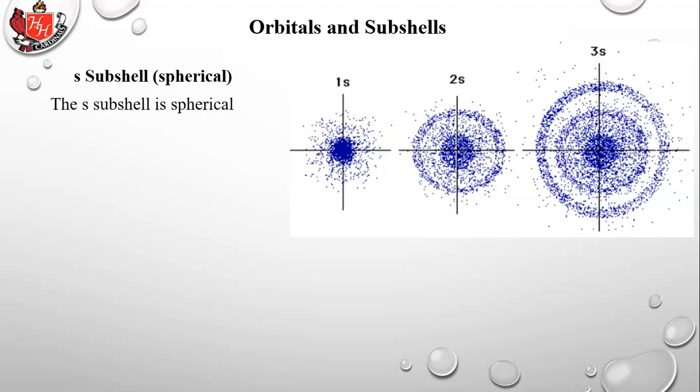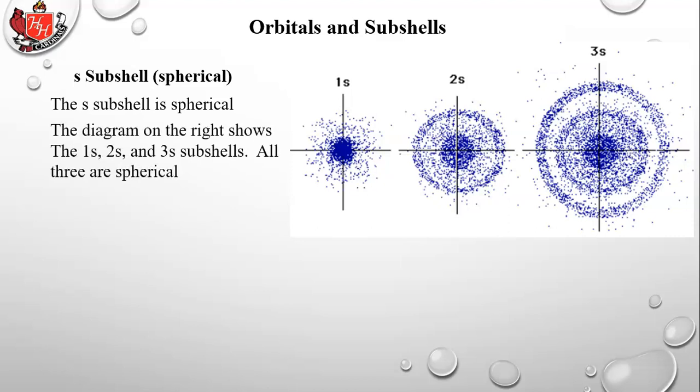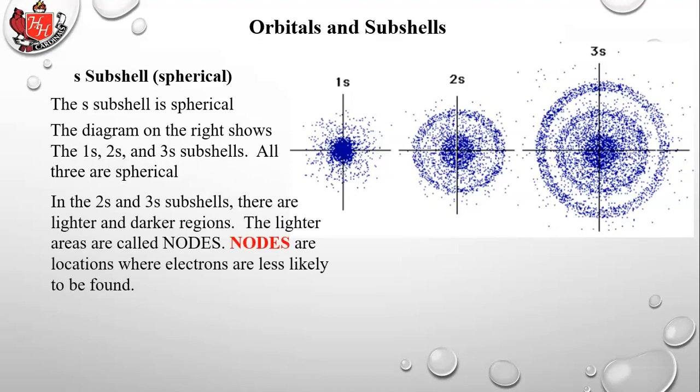So the s subshell is spherical. The diagram on the right shows the 1s, 2s, and 3s subshells. All 3 are spherical. In the 2s and 3s subshells, there are lighter and darker regions. The lighter areas are called nodes. Nodes are locations where electrons are less likely to be found.